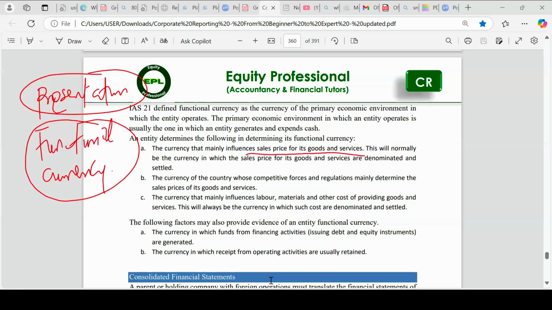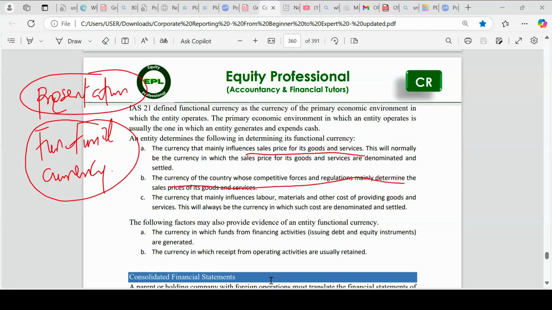All right. Another thing is you look at the currency of the country whose competitive forces and regulation mainly determine the sales price. Yeah, prices may be regulated. Now, that is what changed a lot of those companies to start invoicing and renting out in naira. So if you are operating in a country that has strict regulations against this, that means that you have no choice. Your sale price will most likely be in naira, in the currency of the location where you're operating.